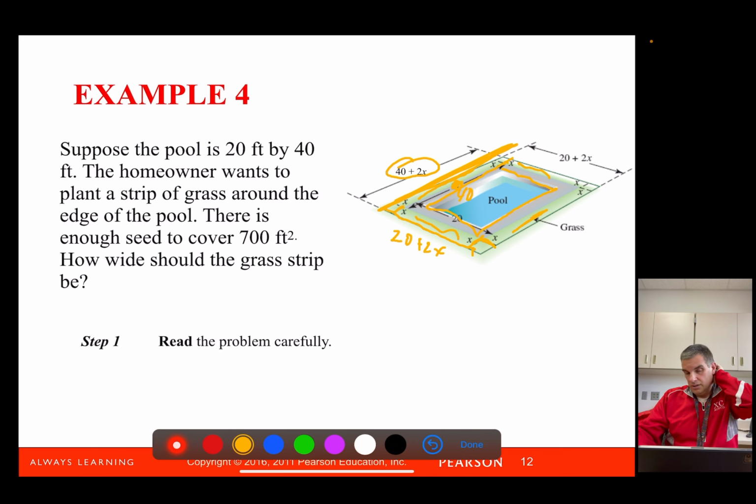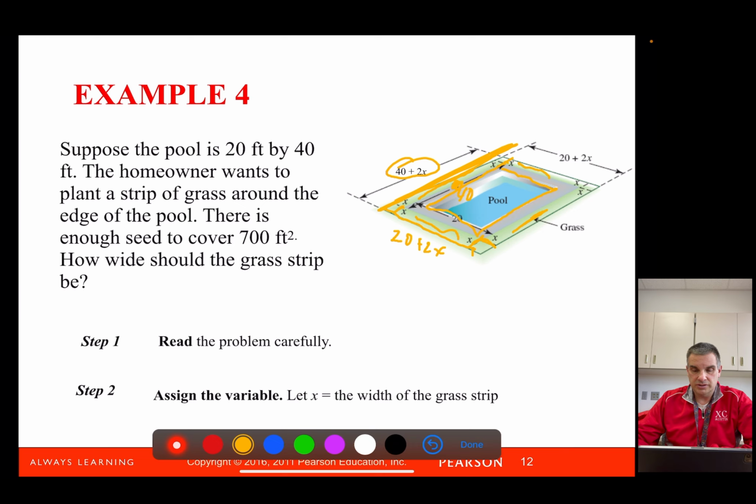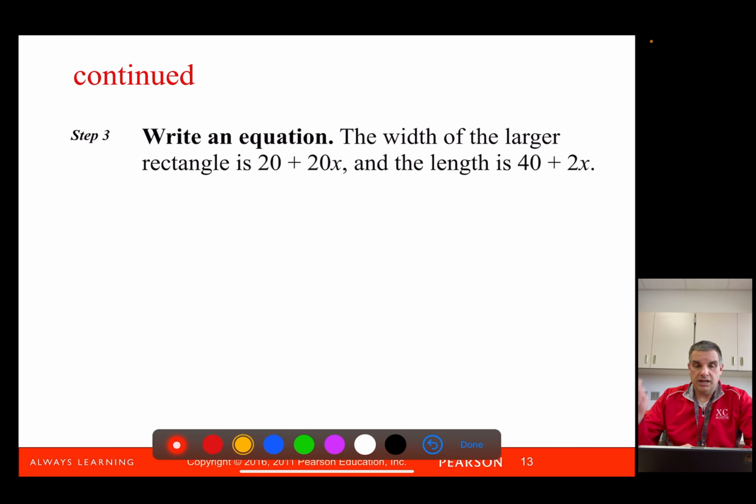So step one, we've read the problem. Step two, assign variables. So the grass strip width is what we assigned as our variable. Step three says write an equation. The width of the larger rectangle is 20 plus, again, typo error, 2x, and the length is 40 plus 2x. So if we found the area of that, area is length times width. So we've got this length times the width. So when we write our equation, we have to multiply those two things together.